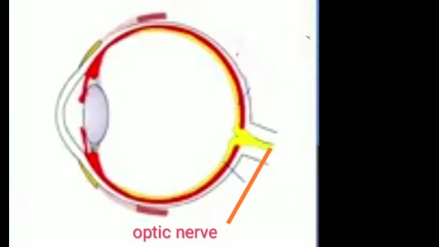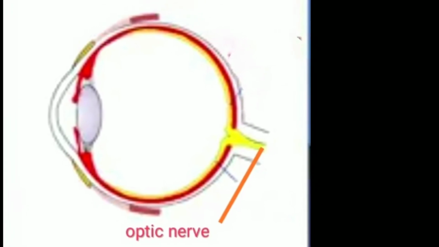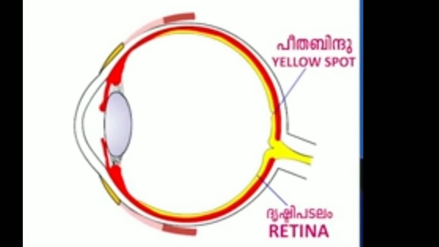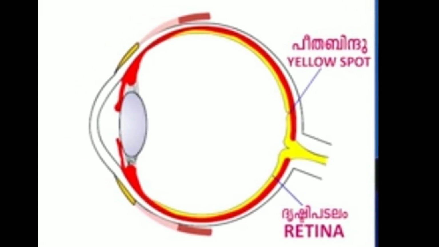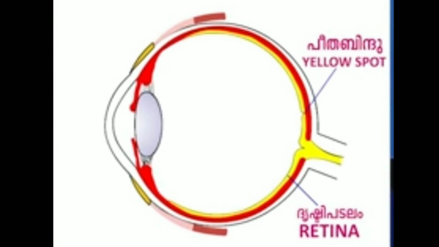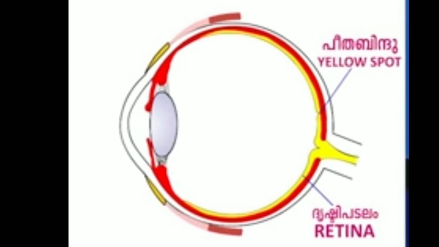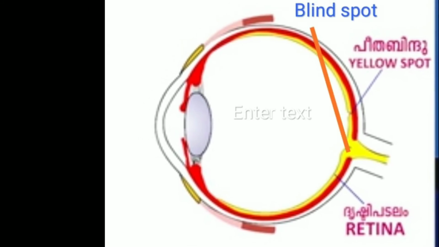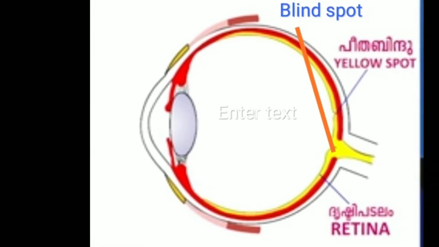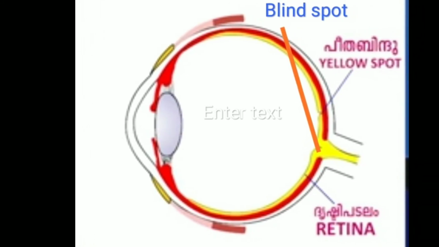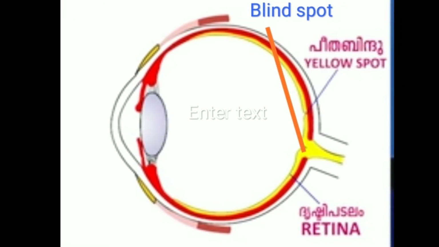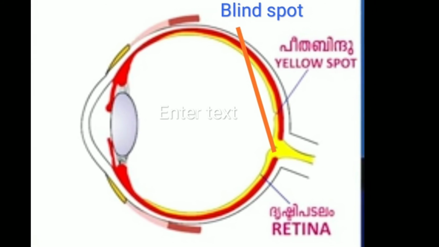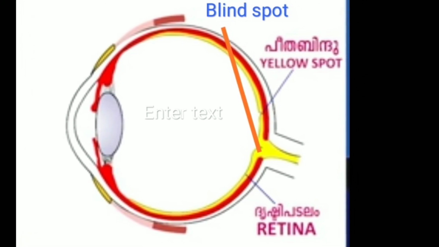Then in the retina there are two spots. The part of the retina where plenty of photoreceptors are present is the point of maximum visual clarity, and that part is called the yellow spot. Then the part of the retina from where the optic nerve begins is called the blind spot, because there is no vision as photoreceptors are absent.